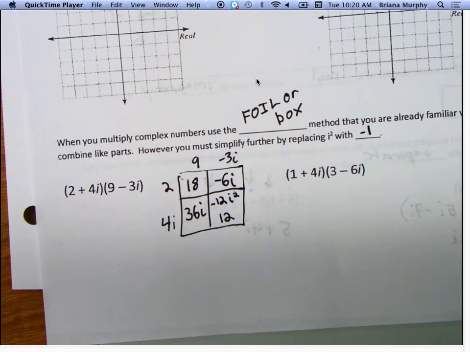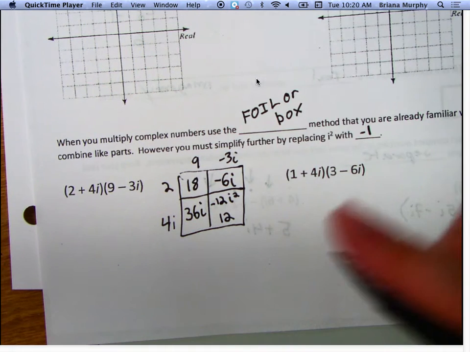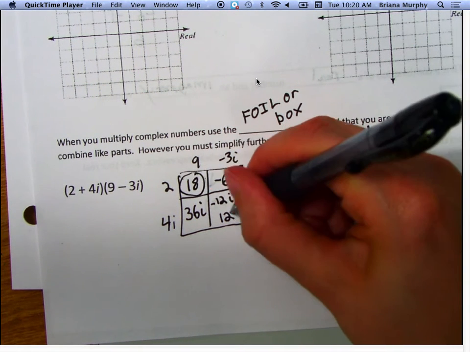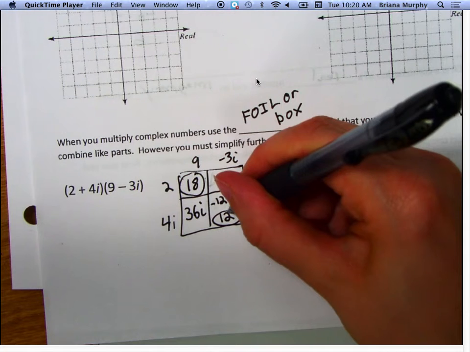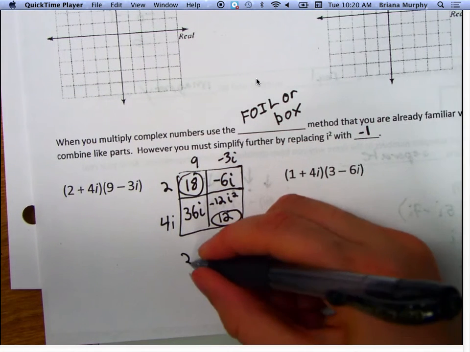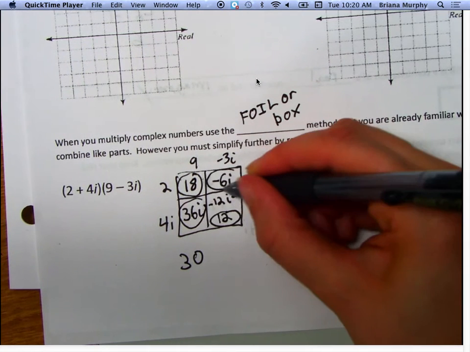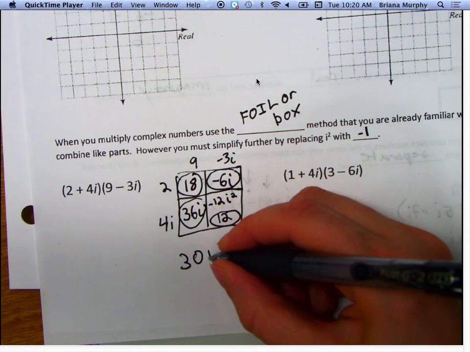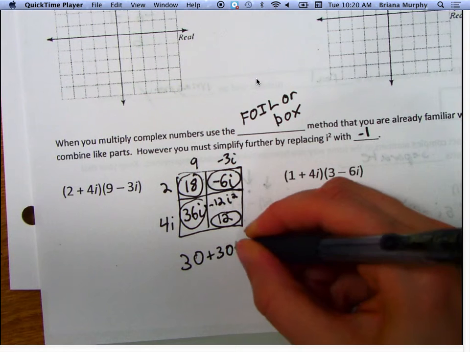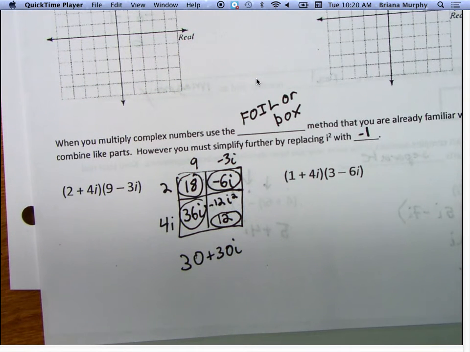Now that I have things filled into my boxes, I'm going to add the like terms together. 18 plus 12 gives me 30. 36i plus negative 6i gives me plus 30i. All right, guys, why don't you try the next one on your own, and I'm going to walk around whoever would like some extra help.